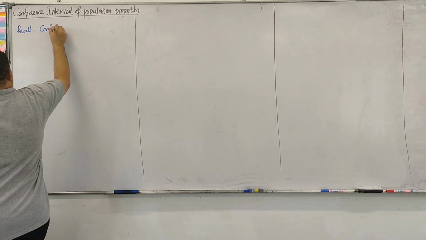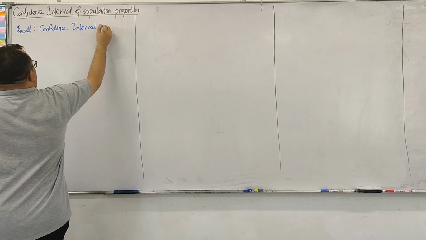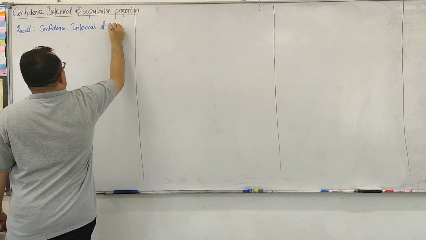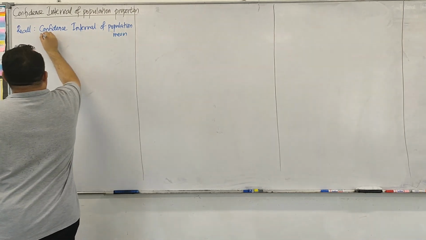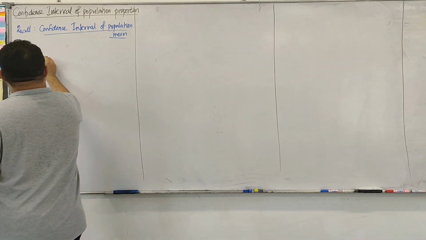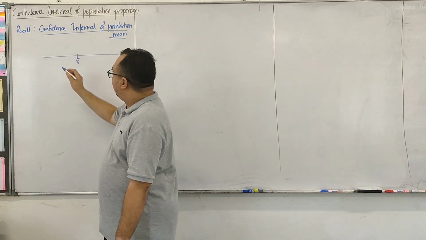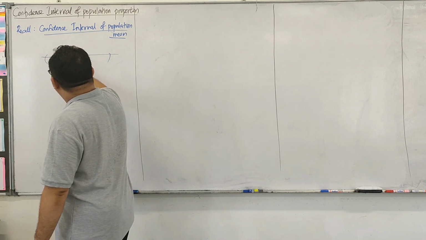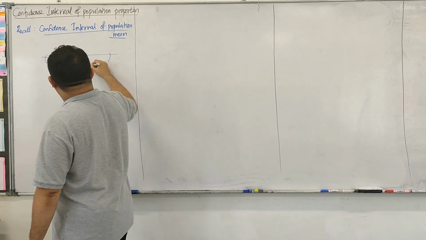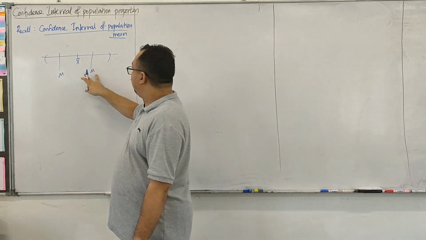Confidence interval of population mean. Okay, so apa yang kita buat? Okay, so we are taking our x bar here. Okay, and then we are going to find the interval. This is for mu. So kita nak tengok mu kita berada di mana. Okay, so this is our x bar, this is our mu.